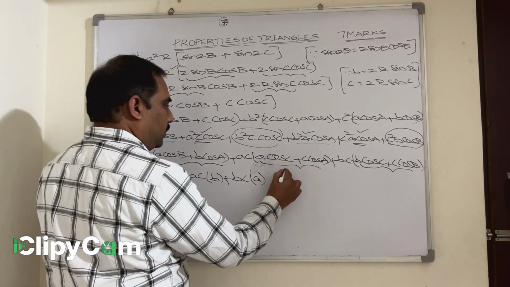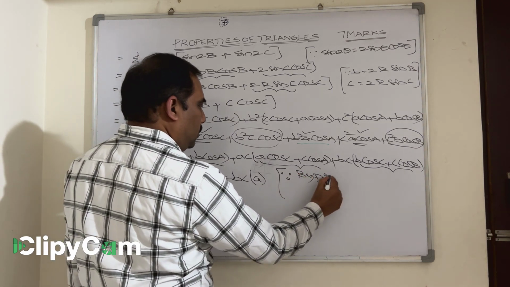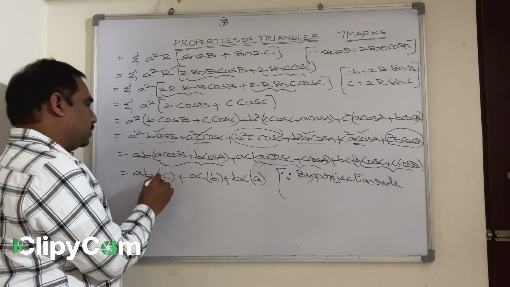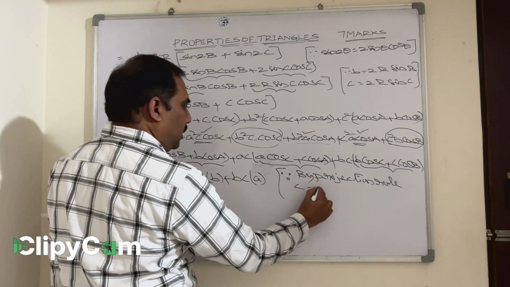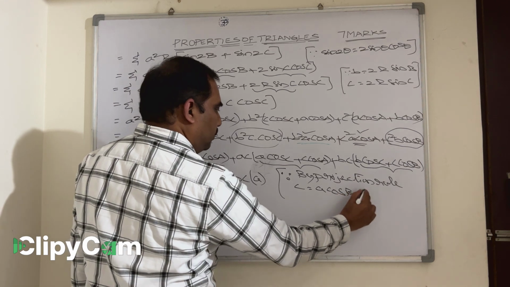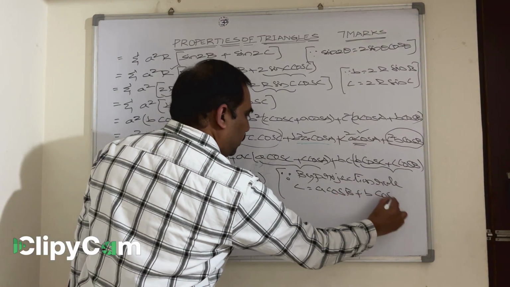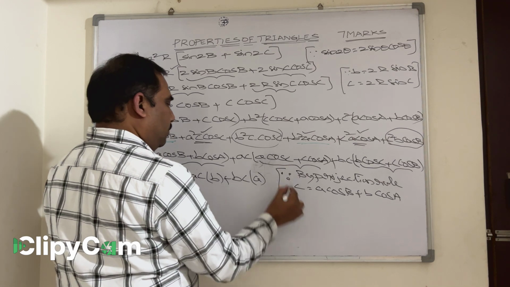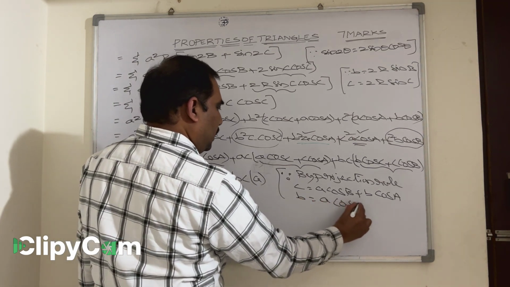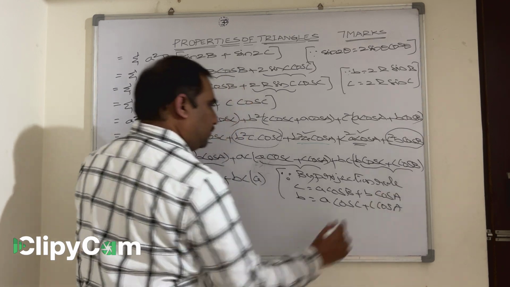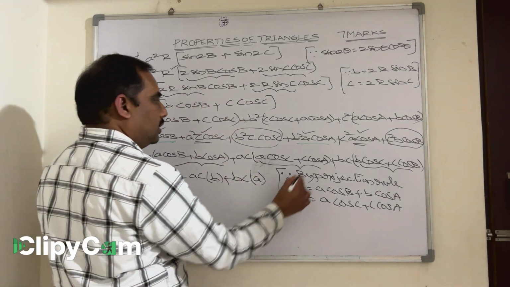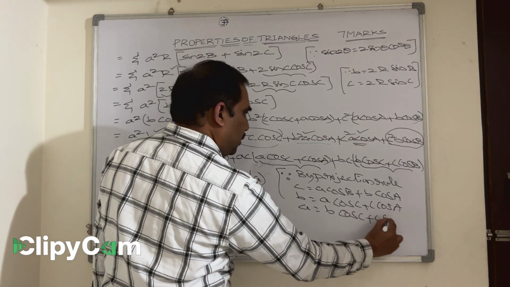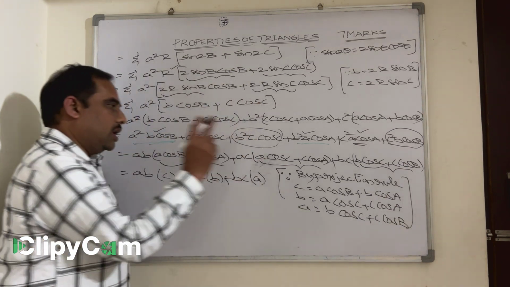See, actually by the projection rule, we have small c equal to a cos B plus b cos A. Similarly, small b is equal to a cos C plus c cos A. Small a is equal to b cos C plus c cos B. For your understanding I am explaining, these are all by the projection rule.